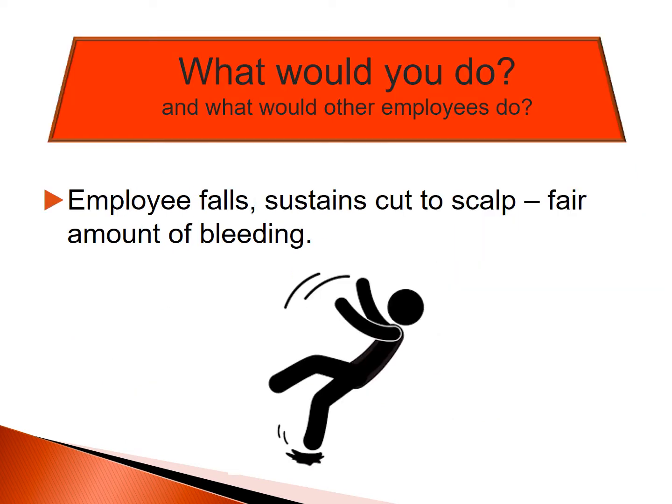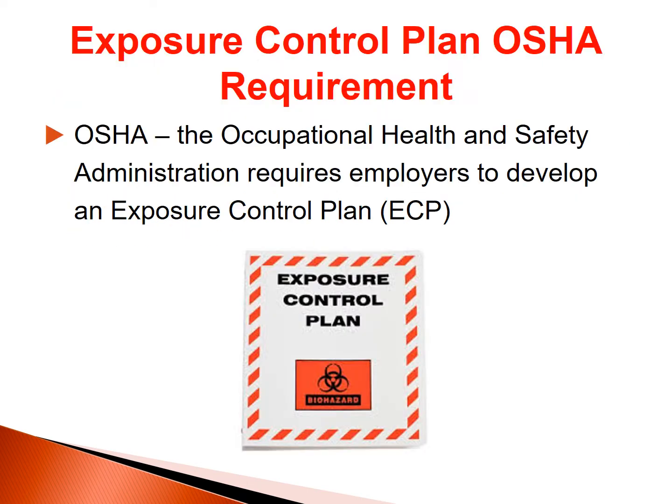If you're working out here on the floor and one of your coworkers slips and falls, gets a cut to their scalp, and they start bleeding, what's the first thing you're going to do? You're going to put some gloves on. You're going to get some type of PPE on before trying to administer any type of first aid or assistance to that employee. OSHA requires employers to have what's called an exposure control plan.